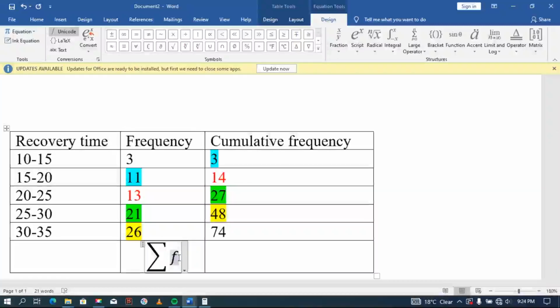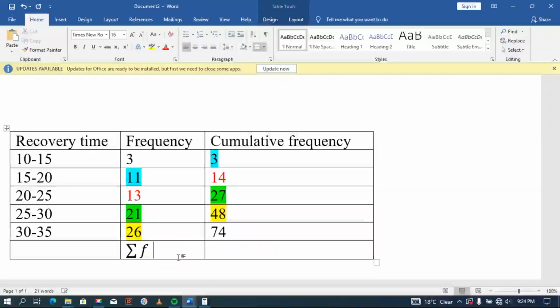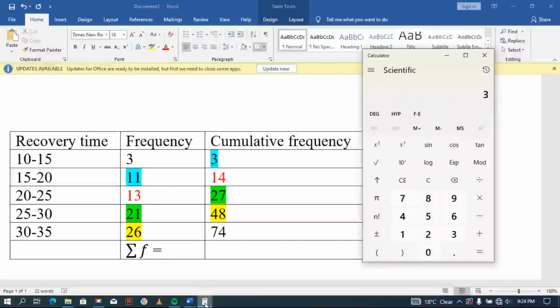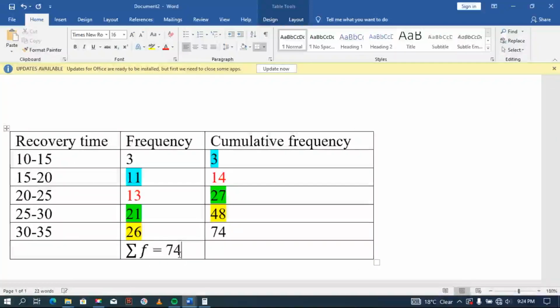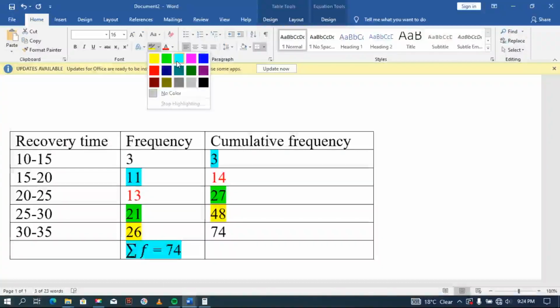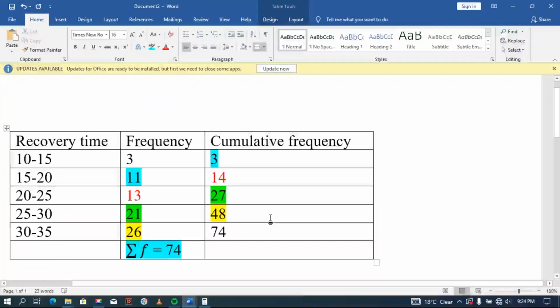To sum this up, we have 3 plus 11 plus 13 plus 21 plus 26. We get 74. So our total frequency is 74. Now we need to find the median position, to help us in finding the median class.